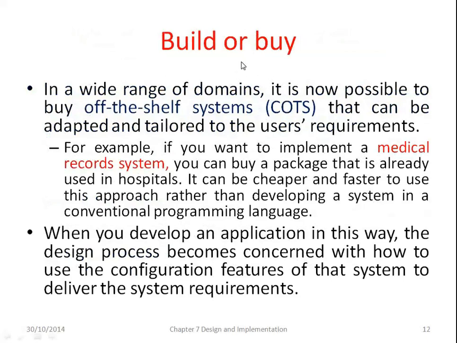So build or buy. What is the difference between build or buy? In a wide range of domains, it is now possible to buy off-the-shelf systems, in short written as COTS, that can be adapted and tailored to the user requirements. Many times, for the user requirements, already developed software can be purchased. For example, if you want to implement a medical record system, you can buy a package that is already used in hospitals. It can be cheaper and faster to use this approach rather than developing a system.